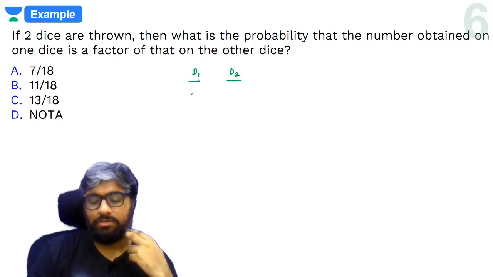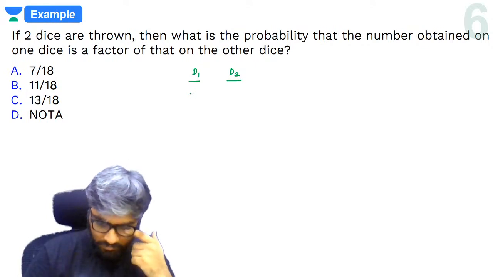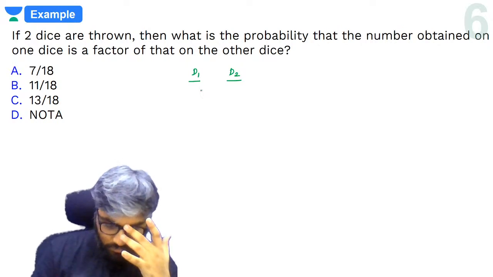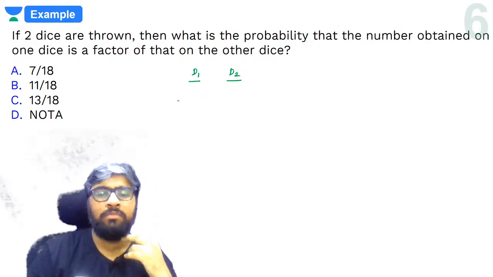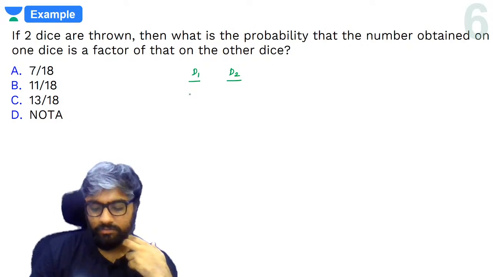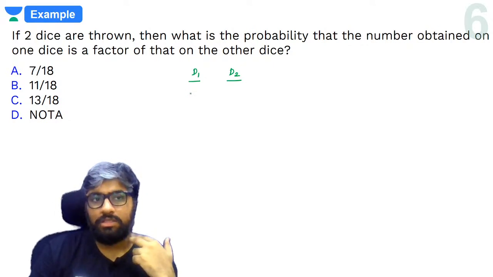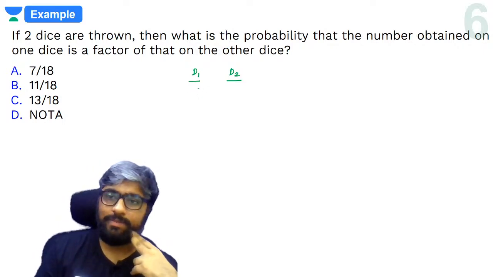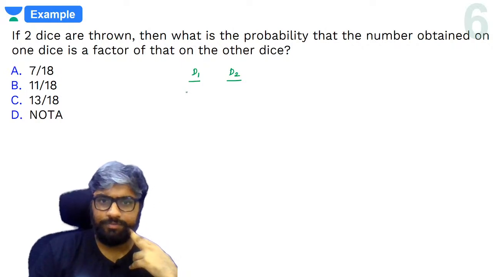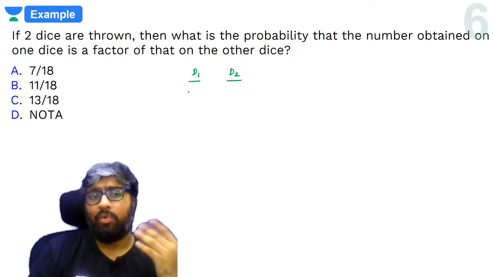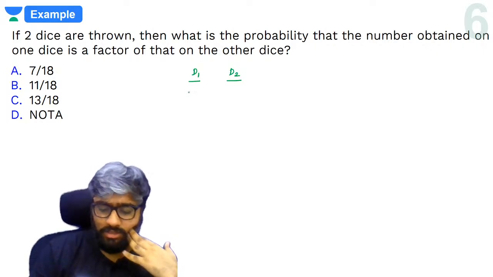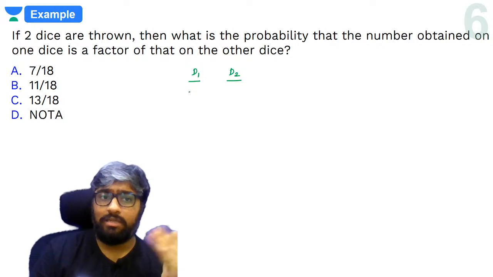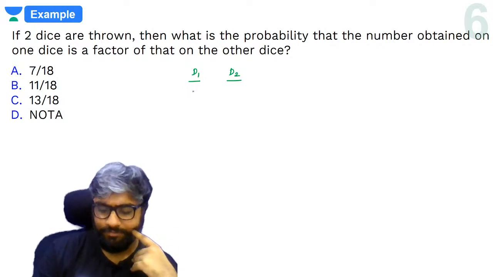Quick, try this out. Yes, Ranzi, S is 36, correct. The sample space is 36 since two dice are thrown. Now what are they saying? One dice must be a factor of the other dice. Yes, that means the number shown on one of the dice should be divisible by the other die.